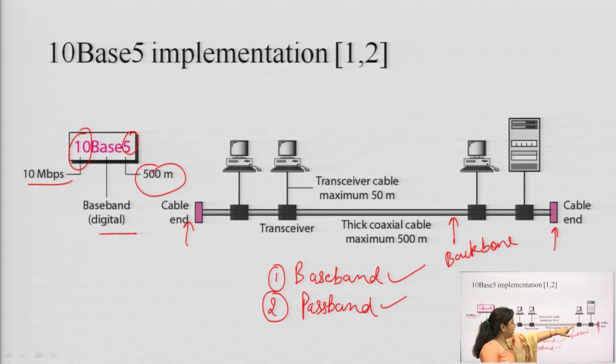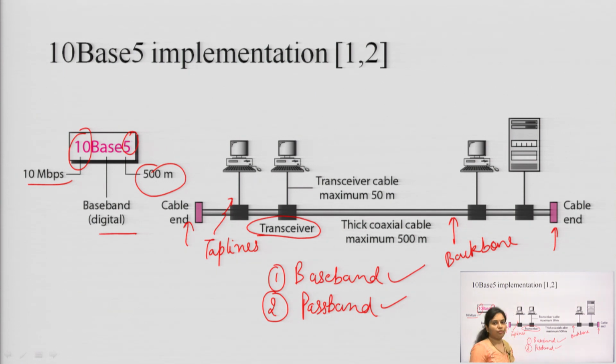Now, this is the cable end at this side and this side, and these are the computers connected through this backbone. These are the tap lines through which these devices are connected, and this is the basic structure of the 10 base 5 diagram. Now, these are the transceivers. Transceiver means a combination of transmitter and receiver, meaning you can initiate the transmission through this device and you can also receive the information through it. So, the maximum is a 500 meter thick coaxial cable that can be used with 10 base 5.